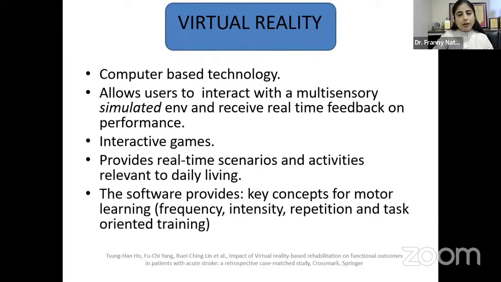The next technique that we are going to talk about is virtual reality. Virtual reality is actually a computer-based technology which allows the user to interact with a multi-sensory but simulated environment, and the patient receives real-time feedback on the performance. The software basically has various interactive games. Now these games can be used for improving upper extremity function, lower extremity function in patients, and in fact for cognition as well.